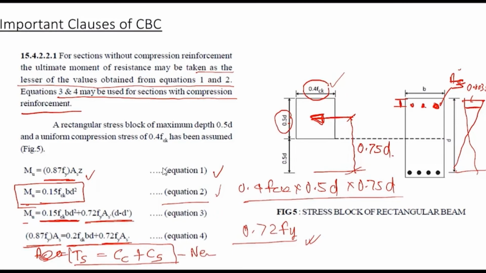But here you see there is no provision to calculate the neutral axis. You know everything: what is AS, what is Fy, what is B, what is D, what is FCK. So if it doesn't follow the equilibrium, I don't know what to do, because no variable is there in equation 4. This equilibrium equation we generally apply to calculate the neutral axis. So equations 1 to 4 are given in our CBC code.